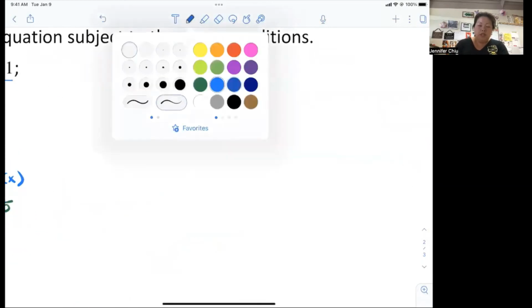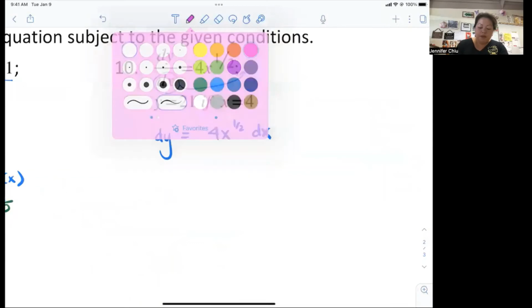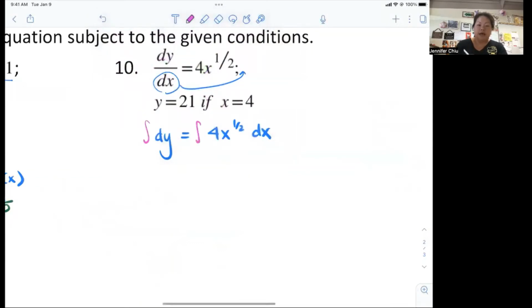All right, number 10, the notation is slightly different. So the only extra step you need to do is make sure you separate your variables. You have your dx over here as a fraction. You got to multiply it over. So it becomes dy equals 4x to the 1/2 power dx. That way, when I take the antiderivative on both sides, I can take the antiderivative according to the variable it is deriving with respect to.